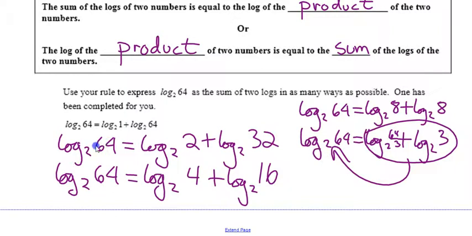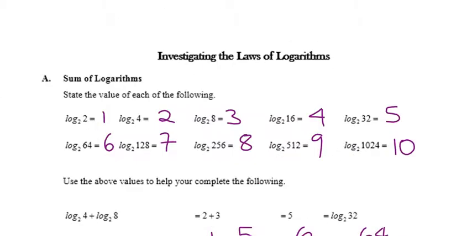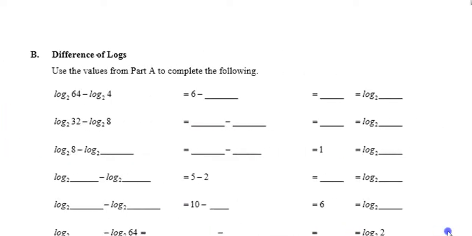All right, let's go up and over. Differences of logs. Okay, you're going to use the same values on the left-hand side of the page, right? We'll do the first one. Log base 2 of 64 minus log base 2 of 4. So log base 2 of 64 is 6. Log base 2 of 4 is 2. 6 minus 2 is 4, and 4 is equal to log base 2 of 16.